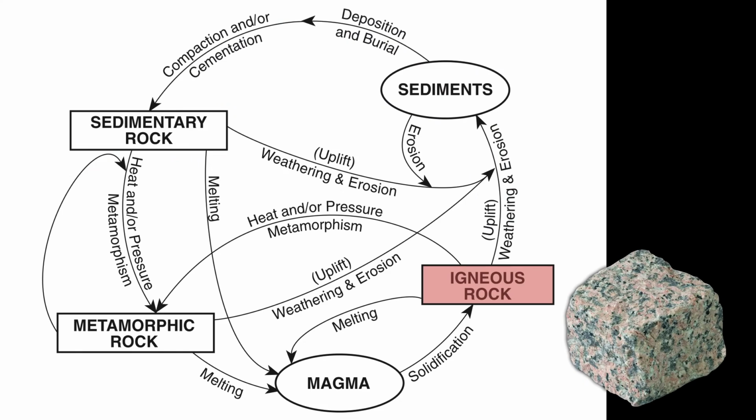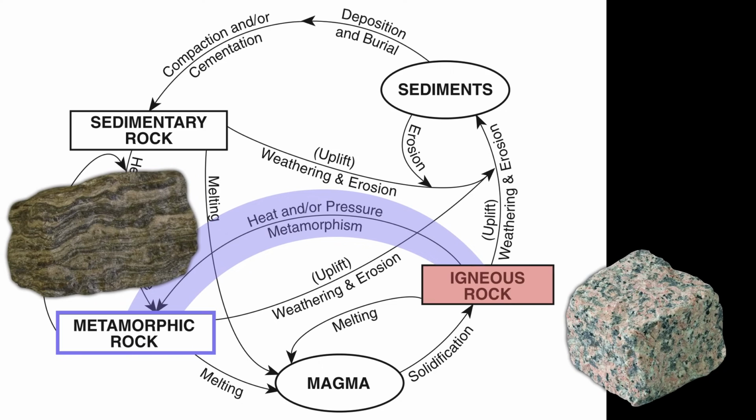What if it is pushed even deeper underground by the movement of Earth's tectonic plates, so it is exposed to intense heat and/or pressure, causing it to metamorphose or recrystallize into a metamorphic rock? Like this piece of gneiss seen here. So with the simple addition of some heat and pressure, we've turned our igneous rock into a metamorphic rock. But there's still one more option.